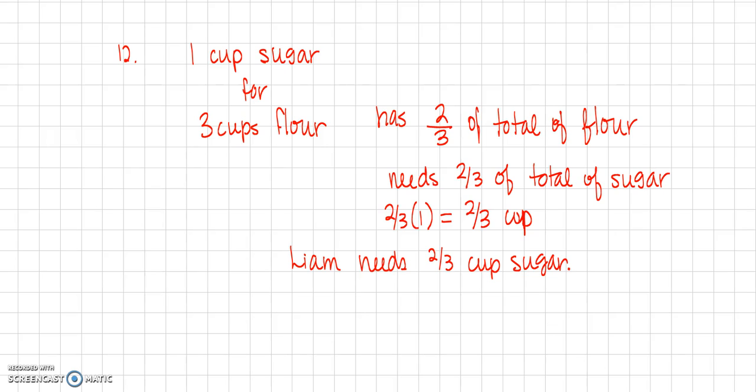Okay, to explain why my answer is correct: 2 of the 3 cups represents 2/3 of the total amount necessary of flour. So in order to maintain the recipe's integrity, he also has to have 2/3 of the total amount of sugar, 2/3 of that 1 cup.